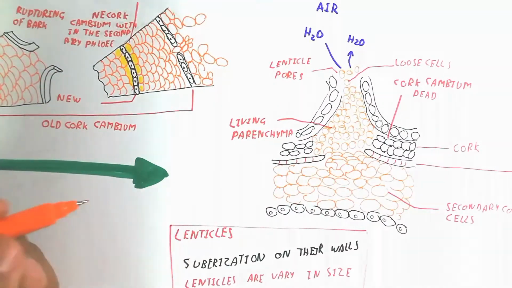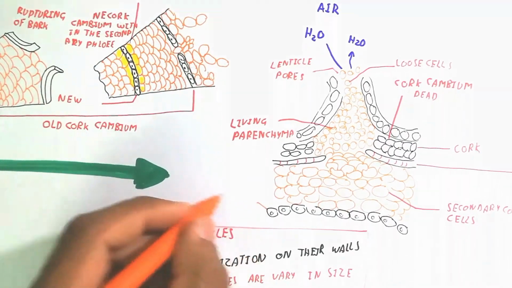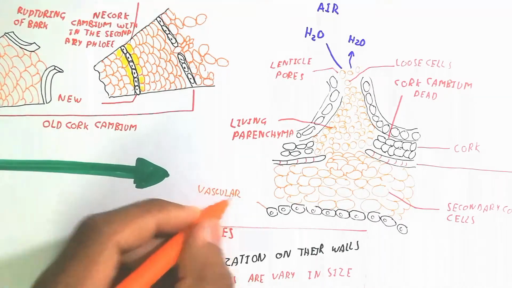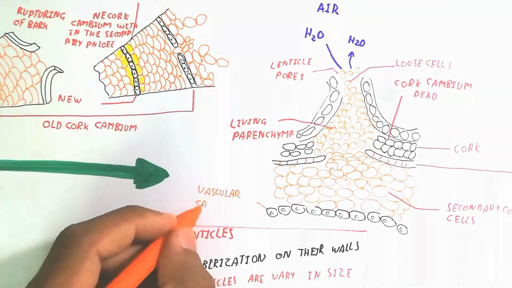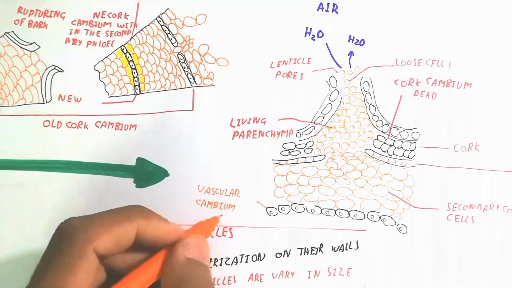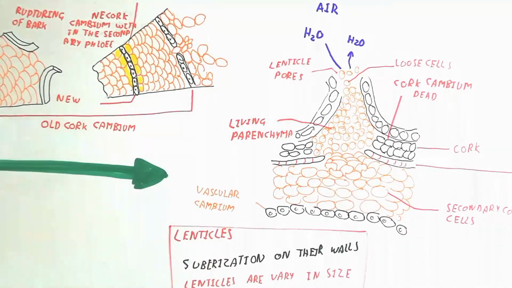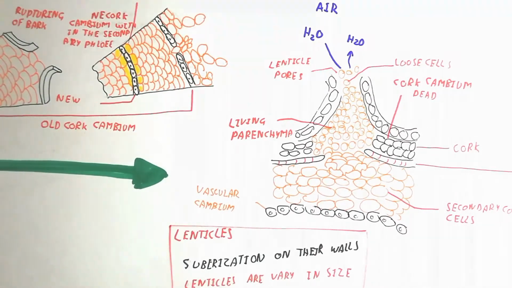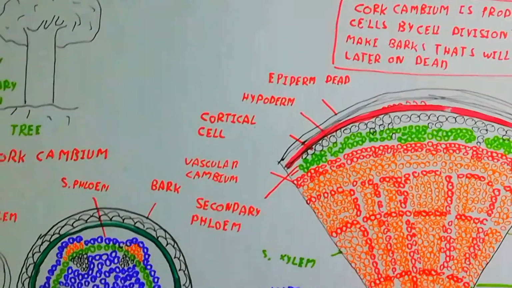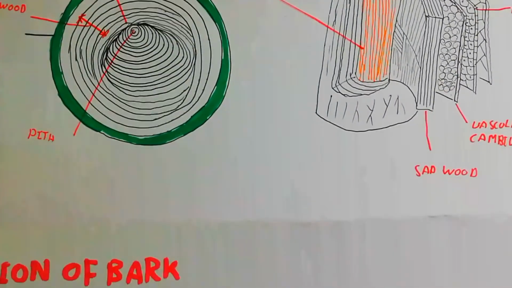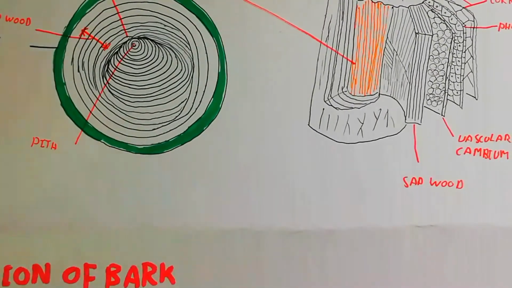Here the vascular cambium is present. The vascular cambium produces its cells, which are living, and those living cells arise near the phloem and go outward. They produce and rupture the bark and grow more. So that is for absorption of water, and that's lenticulation.